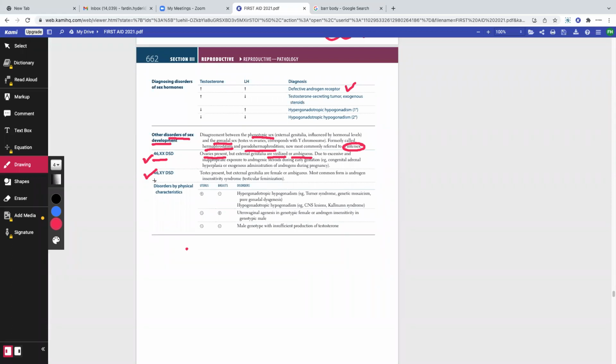Next one is 46XY DSD. This is where testes are present, but external genitalia are female or ambiguous, meaning that testes are there, but these patients have external genitalia that look like female external genitalia, as simple as that, okay? Now, having said this, I want to talk about two high-yield diseases: 5-alpha reductase deficiency and androgen insensitivity syndrome. Is everyone ready?